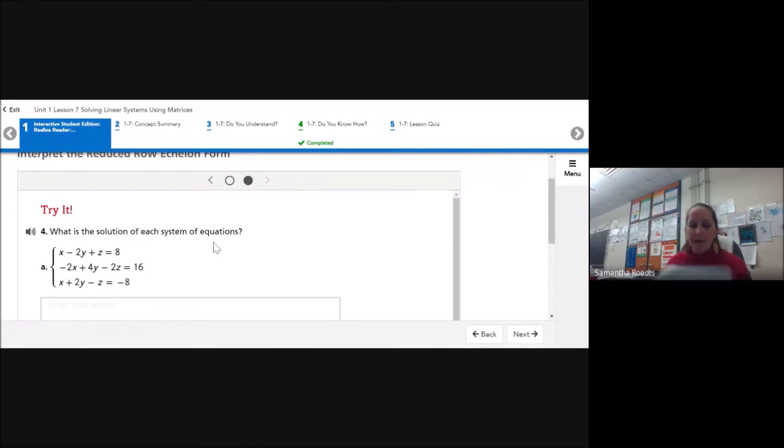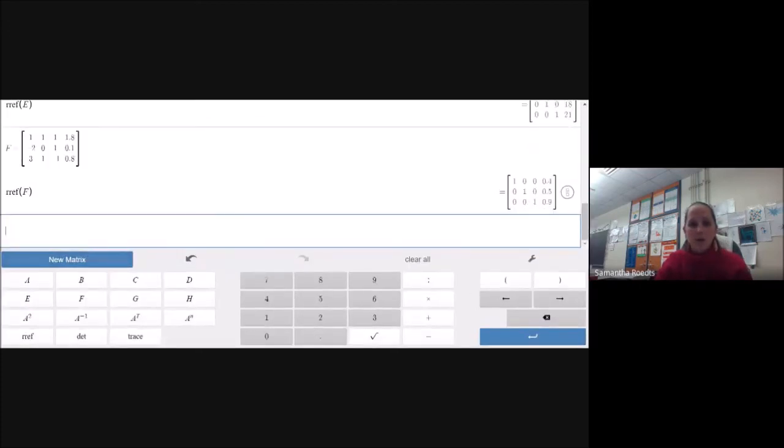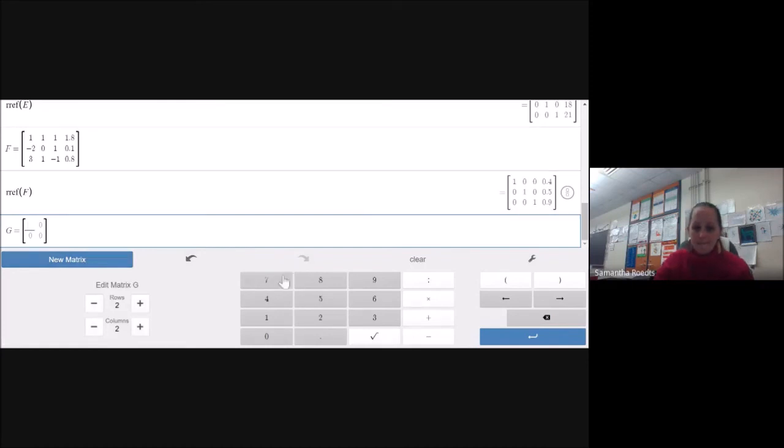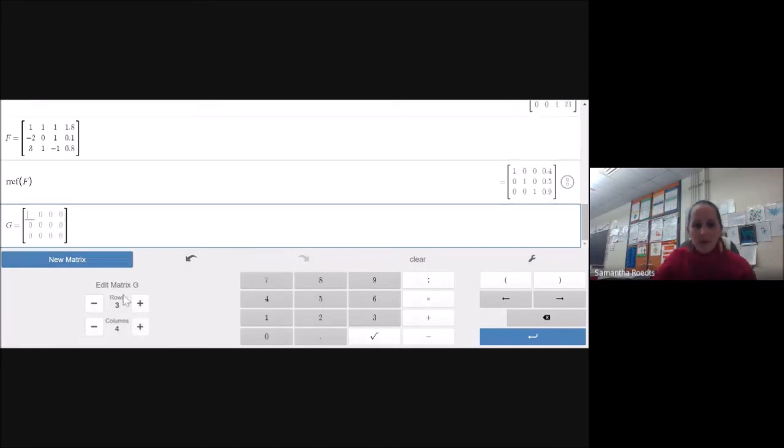So if I have this system of equations, x minus 2y plus z equals 8, negative 2x plus 4y minus 2z equals 16, and x plus 2y minus z equals negative 8, I can go ahead and reduce row echelon form this. 1, negative 2, 1, 8, negative 2, 4, negative 2, 16, and 1, 2, negative 1, negative 8.